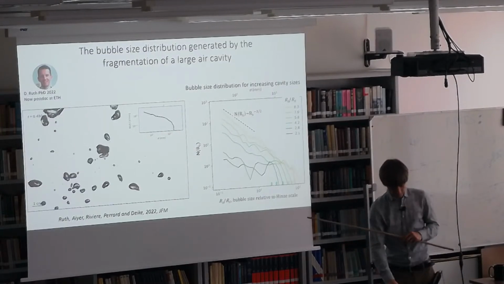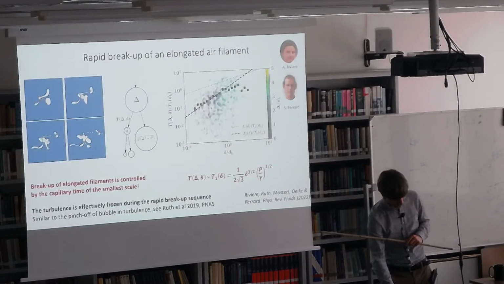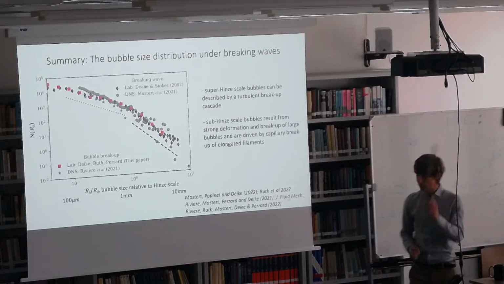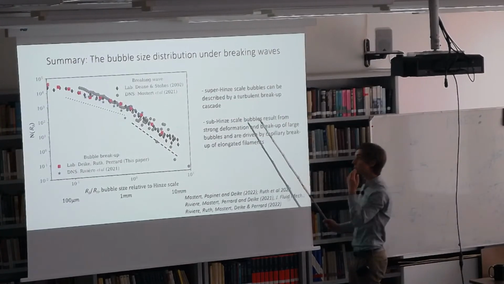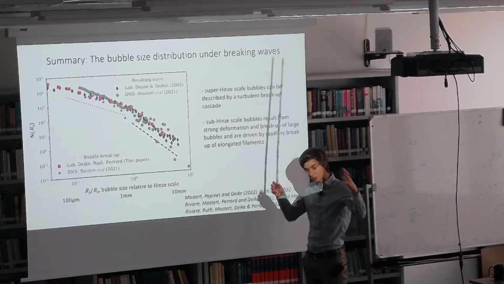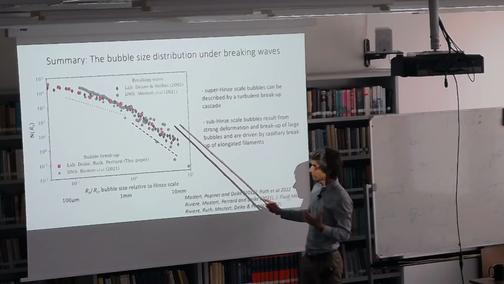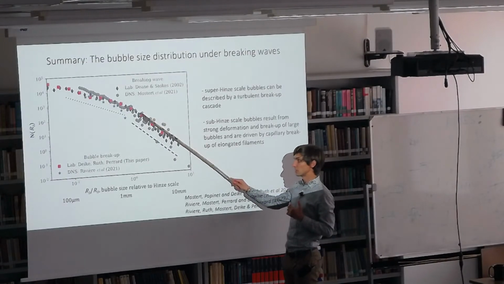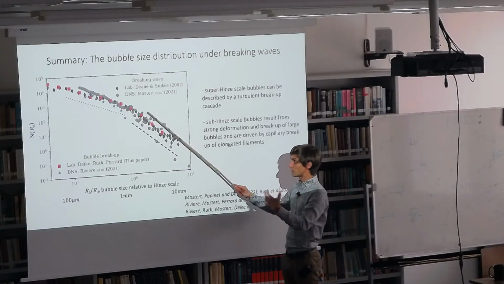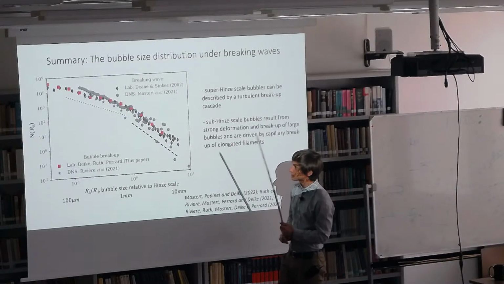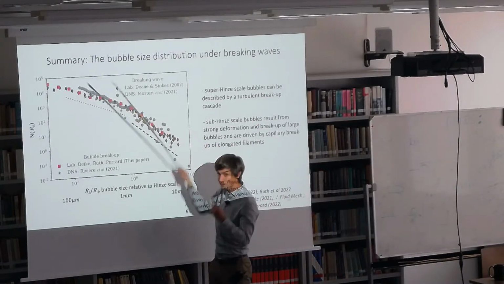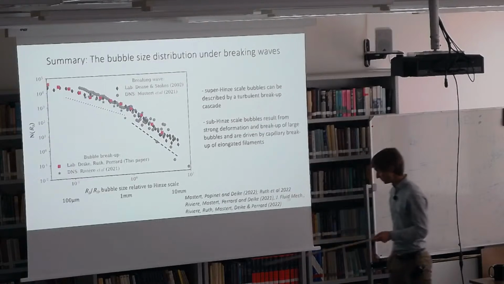Okay, so to summarize this part, you end up with this picture that either if you consider a large cavity in a turbulent flow, or if you look at a breaking wave, you have this population of bubbles that, larger than the Hinze scale, follows the turbulence cascade scaling, and smaller than the Hinze scale, follows this capillary scaling.